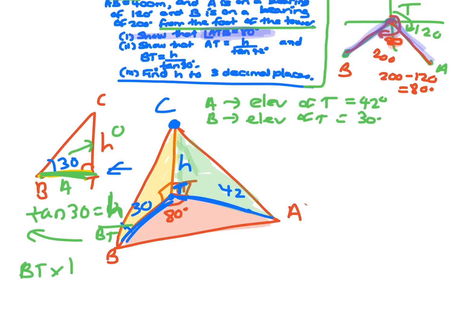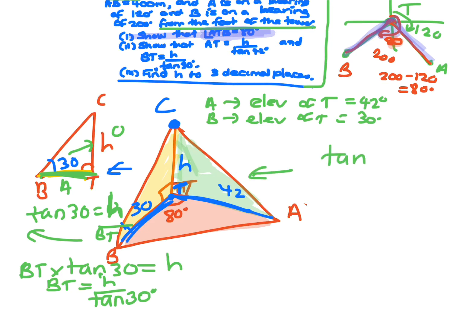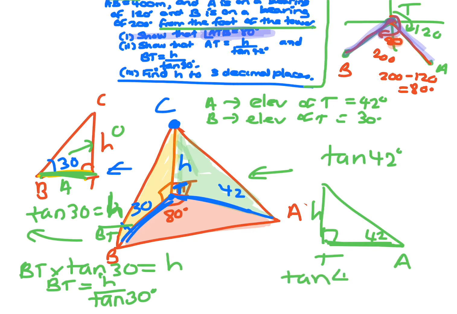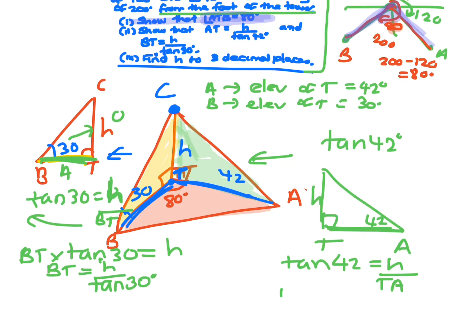So that's BT times tan 30 equals H. So BT equals H over tan 30. Now if we go to this one here, we go tan 42, because what we're going to do is have this triangle here. This is 42. That's H, okay? And this one here is what we're going to find. This is TA. So tan 42 equals h over TA. So TA equals h over tan 42.